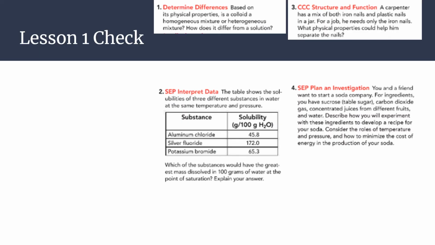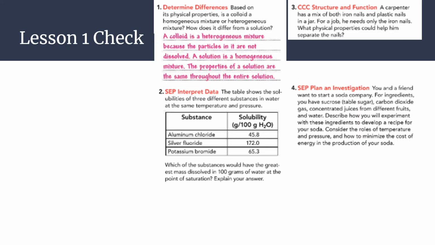All right, so that covers lesson 1, and now it's time to do the lesson 1 check. So based on its physical properties, is a colloid a homogeneous mixture or heterogeneous mixture? And how does it differ from a solution? A colloid is a heterogeneous mixture because the particles in it are not dissolved. A solution is a homogeneous mixture. The properties of a solution are the same throughout the entire solution.